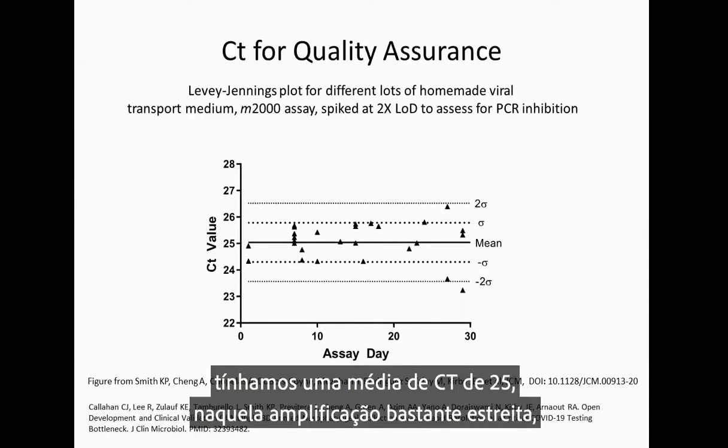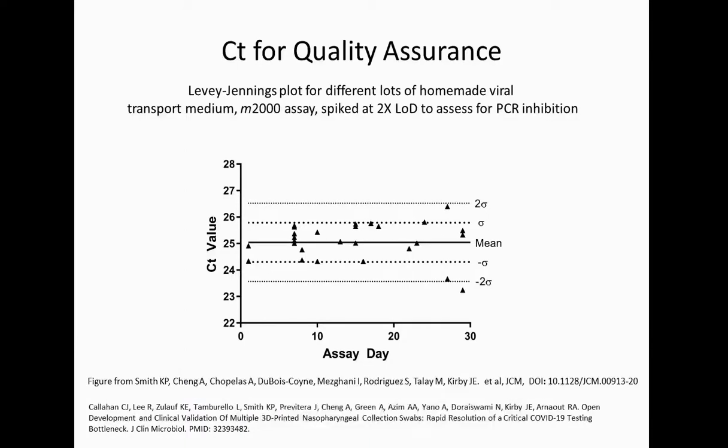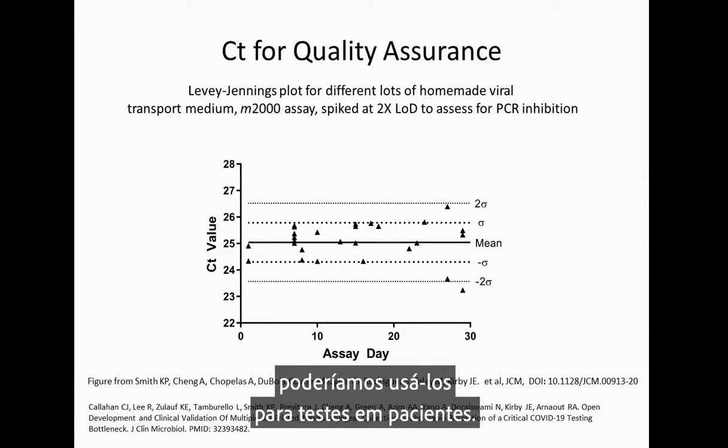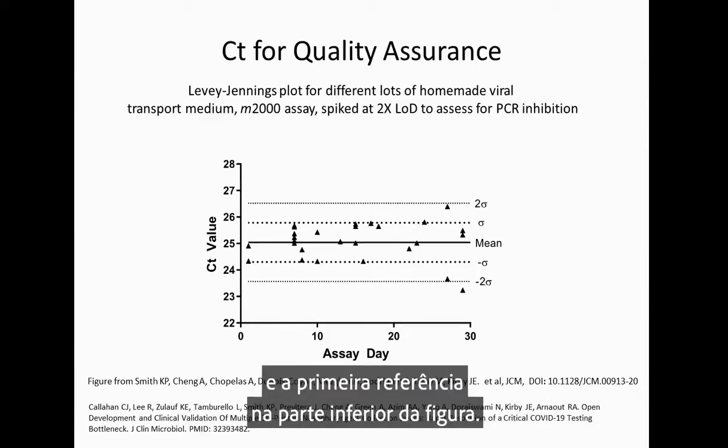tight amplification, showing us that for each lot there wasn't some sort of inhibitor that was introduced, and so that we could use those for patient testing. And that data has been published, in the first reference at the bottom of the figure.